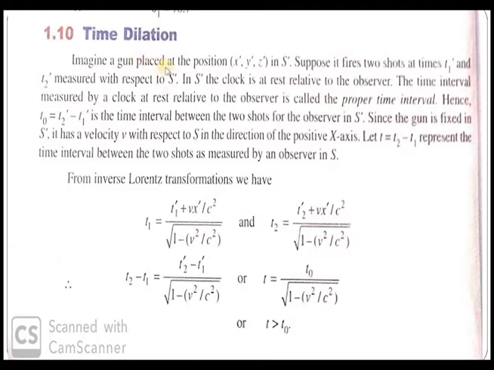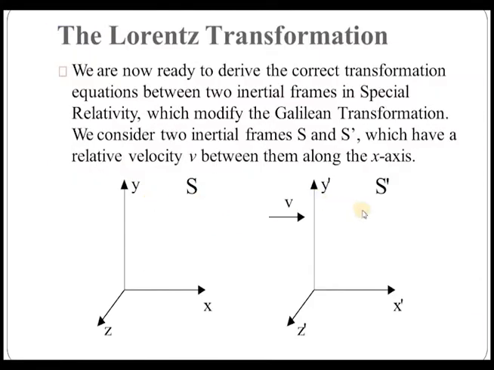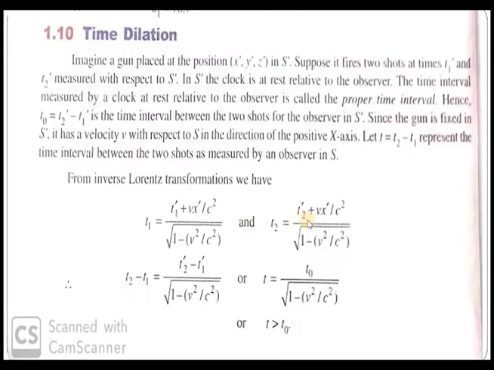Imagine a gun placed at the position x prime, y prime, z prime in a frame of reference S prime. We have been discussing that in the last classes. Suppose we have two frames, S and S prime, and S prime is moving with a velocity v with respect to S. The S prime frame has the coordinates x prime, y prime, z prime, and the S frame has the coordinates x, y, and z. Suppose a gun shoots at two times.